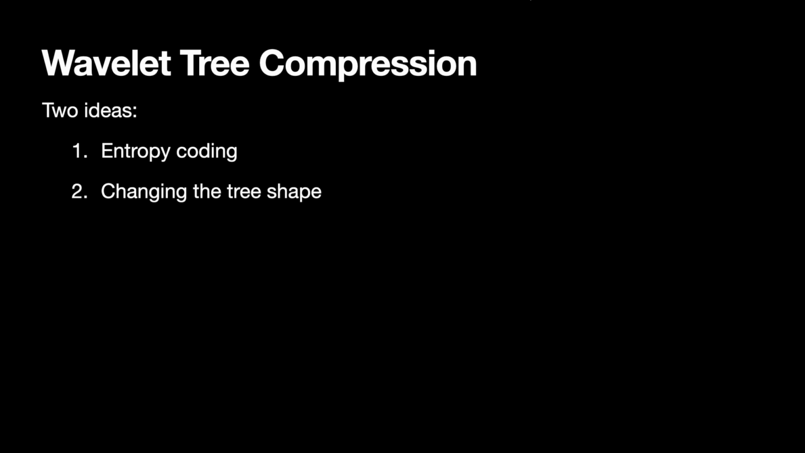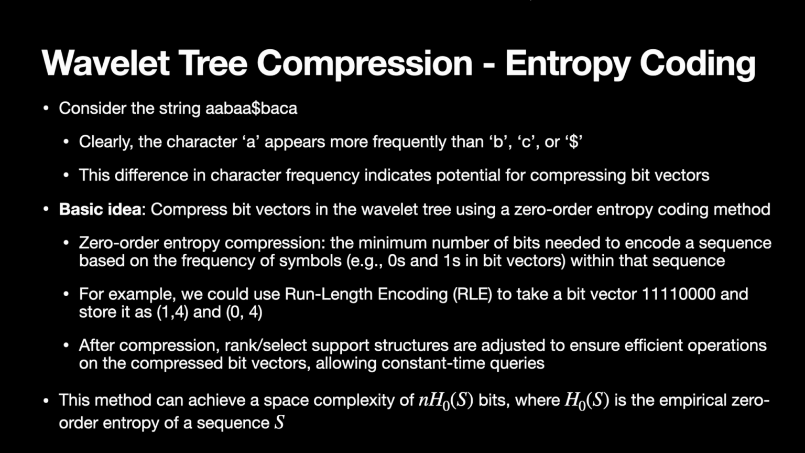In terms of wavelet tree compression, there are two ideas I'm going to mention here. I know there are more, but the first is entropy coding, and the second is changing the tree shape. For entropy coding, consider a string like AAB, AA, $BACA. Looking at this, clearly the character A is dominant. It appears more frequently than B, C, or the $. This difference in character frequency indicates the potential for compressing the bit vectors.